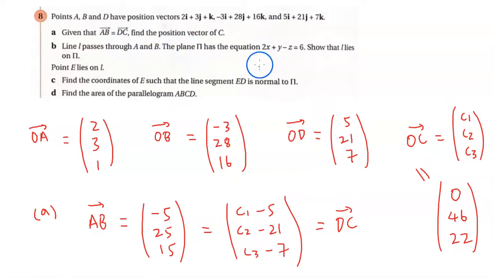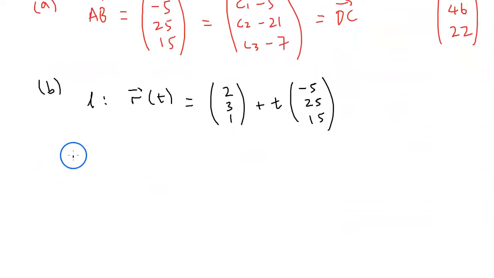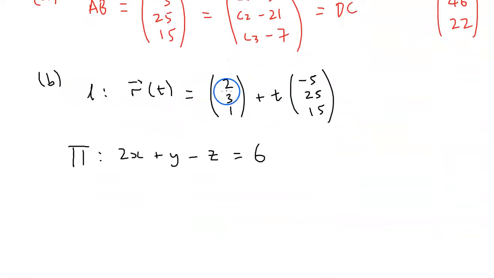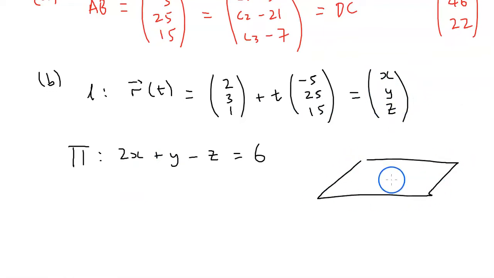Meanwhile, we have this plane pi that has Cartesian equation 2x plus y minus z equals 6. And we want to show that the line L lies on pi, so all the points on this line are also contained in this plane. Well, that's not a problem. We can just call this arbitrary x, y, and z. And to show that a line lies inside a plane, it just has to intersect at 2 points.